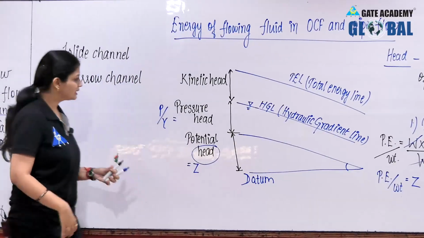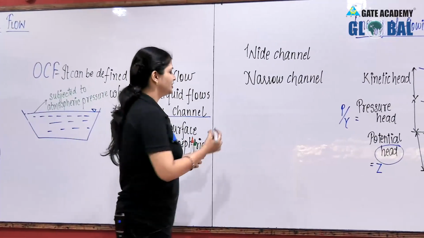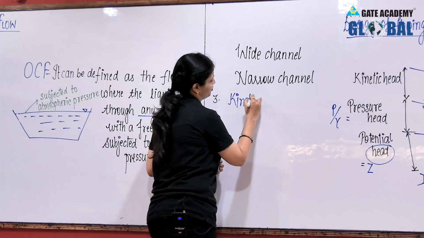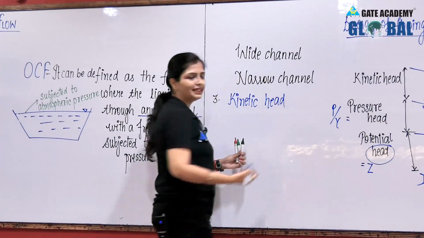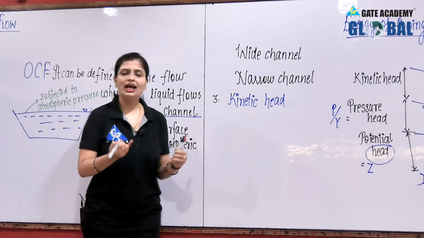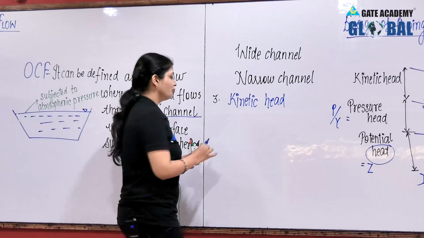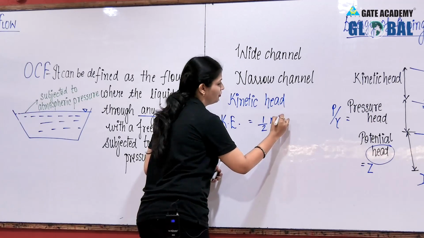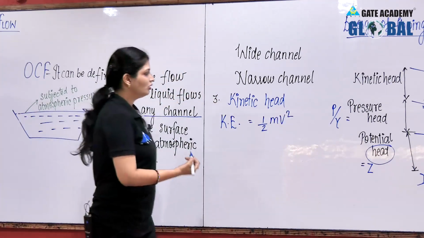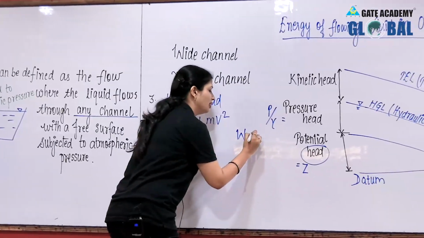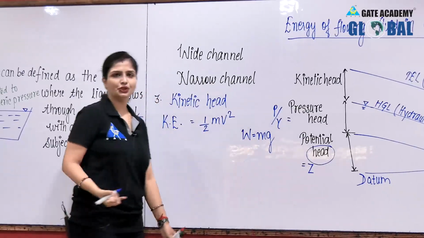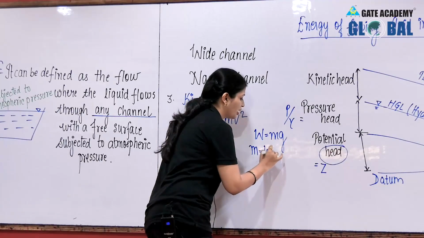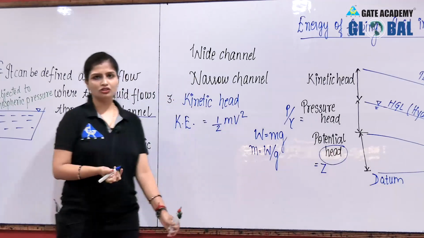Fine. After this, we will derive the last one, that is your kinetic head, which is very simple. So, third is your kinetic head. For all these heads, you have to simply first derive the energy and then divide it by the weight. So, kinetic energy, you all know that it is half mv square. Now, W, that is weight, is equal to mass into acceleration due to gravity. So, from here, can I write m is equal to W by G? Of course I can, right?